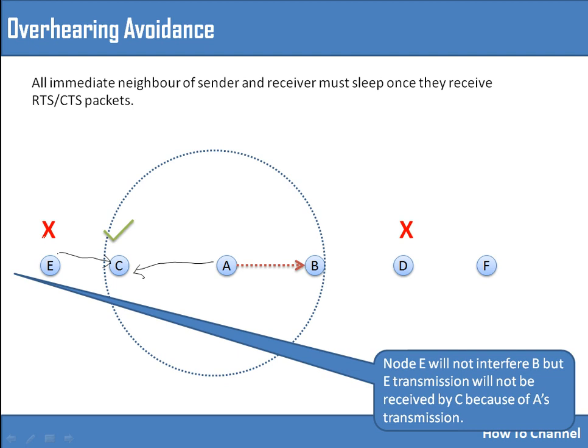So what is the conclusion? The conclusion is that all immediate neighbors of the sender and receiver must sleep once they receive the RTS or CTS packet. So C is the immediate neighbor of node A, it will sleep, and D is the immediate neighbor of B, so it will also sleep for the duration of their communication. Hence, this overhearing problem will be solved.